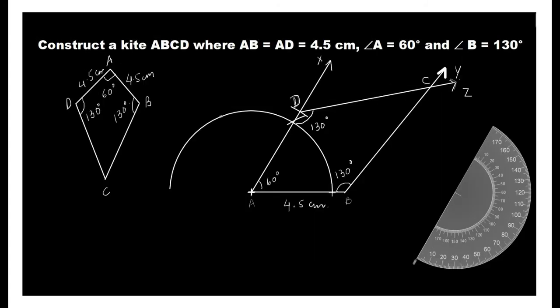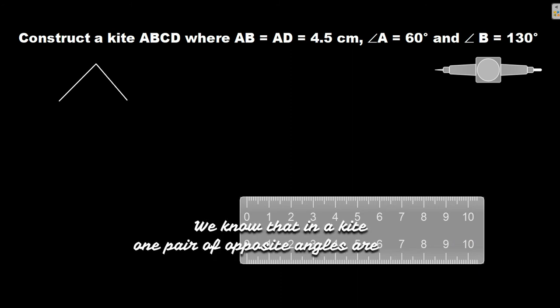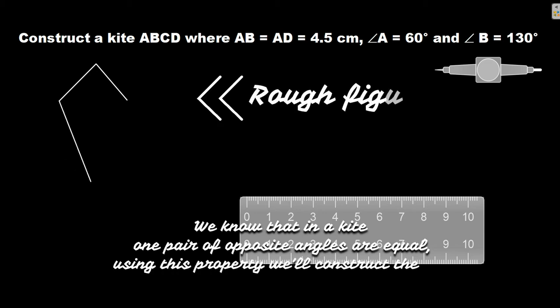In this video, we are going to construct a kite ABCD where AB is equal to AD is equal to 4.5 centimeters, angle A is equal to 60 degrees and angle B is equal to 130 degrees. We know that in a kite, one pair of opposite angles are equal. Using this property, we will be constructing the kite. So let us first draw a rough figure.